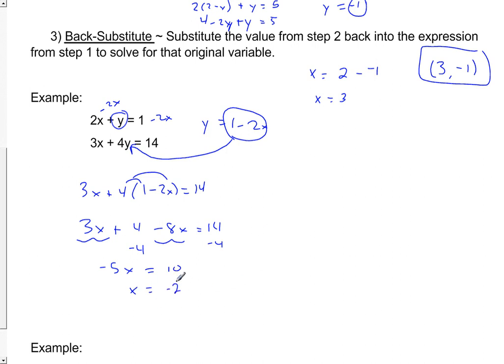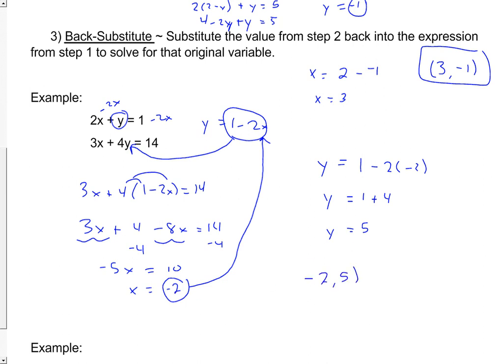Now I'm ready for step 3. I'm going to take that and substitute the negative 2 back into the x variable right there, for y equals 1 minus 2x. So y equals 1 minus 2 times negative 2. So that's y equals 1 plus 4, which is 5. And therefore, I have an x and a y to give me (negative 2, 5) for my solution.